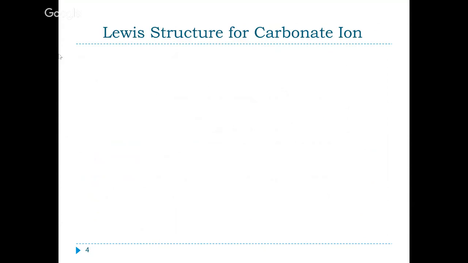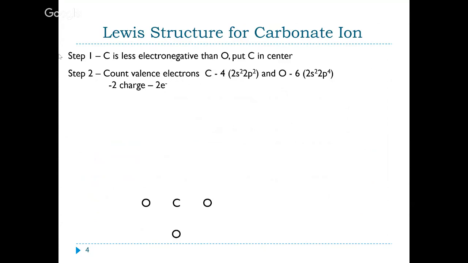How about for the carbonate ion? So we keep in mind carbonate is CO3 with a -2 charge. Carbon is less electronegative, and it can form more bonds than oxygen can, so we put carbon in the center. We're going to form our single bonds first, right? After we count up our electrons, keeping in mind that the -2 charge says that we have to add an extra 2 electrons in. Carbon has 4 valence electrons. Oxygen has 6. There are 3 oxygens, so that's 18 plus 4 plus 2, which totals up to 24 electrons.